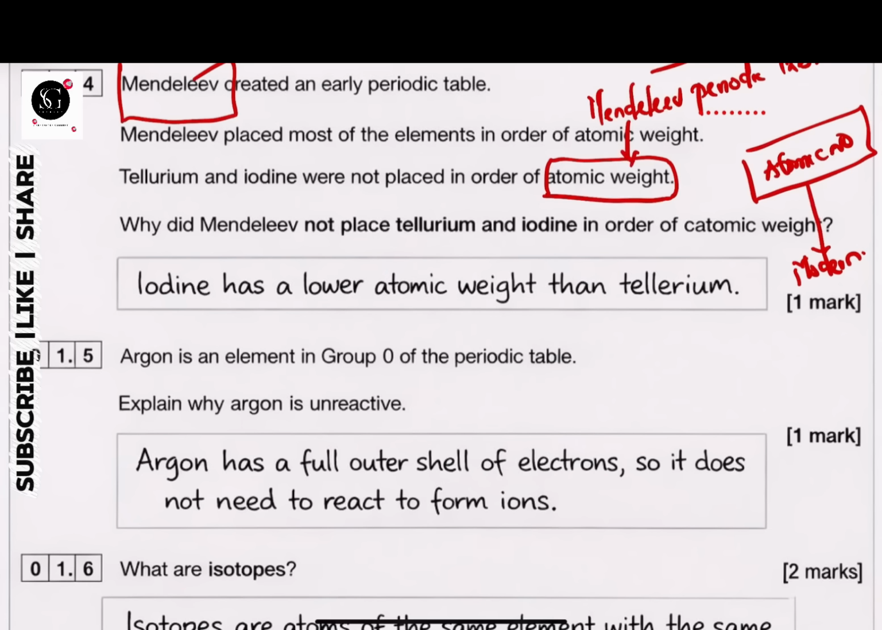So why did Mendeleev not place tellurium and iodine in order of atomic weight? It is because iodine has a lower atomic weight than tellurium. In the Mendeleev periodic table, we weigh them with the concept of atomic weight. So iodine has a lower atomic weight than tellurium, so it was not placed in order of the atomic number.